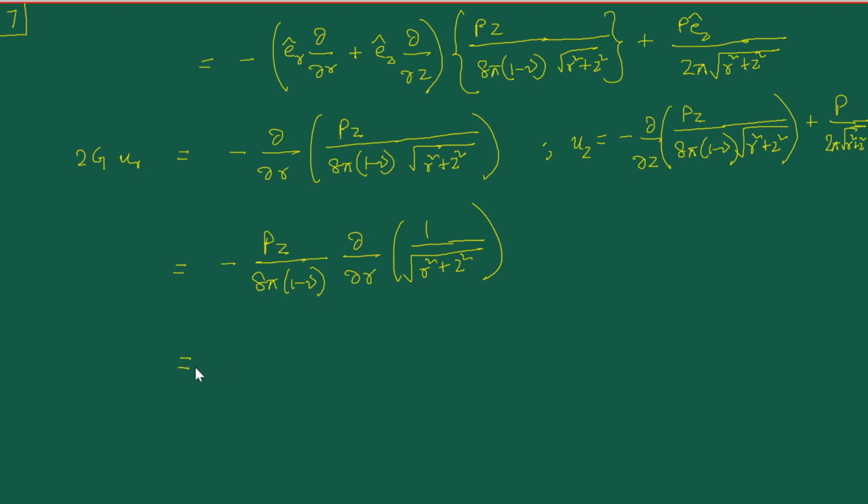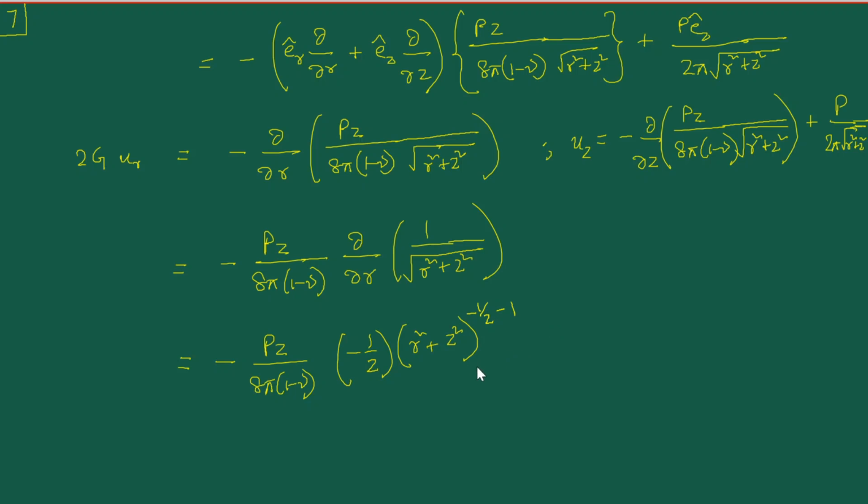Okay, so the result of this will be, so this is like r square plus z square to the power minus half. So we are going to get a minus half out of this, and this r square plus z square, this is minus half minus 1.